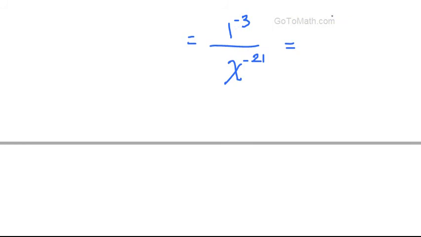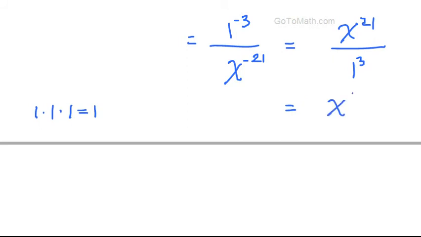We can go ahead and take this x to the 21 up here to the top, and then bring this 1 to the 3rd down here. But what is 1 raised to the 3rd? It's just 1 times 1 times 1, which is 1. So we just get 1 down here in the denominator, and we don't want to write our final answer over 1. We can simplify that down to x raised to the 21st power.